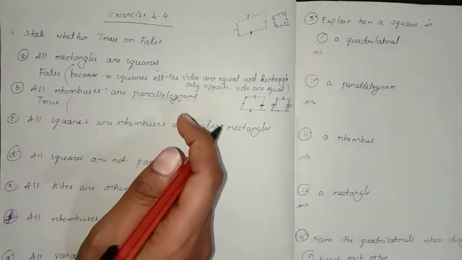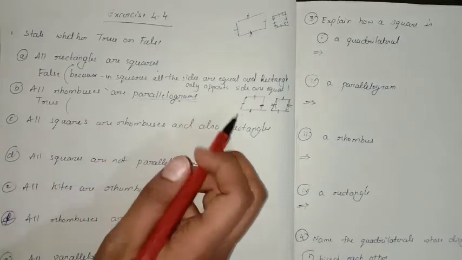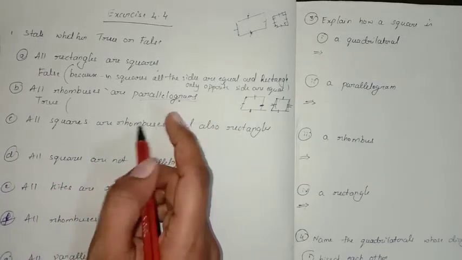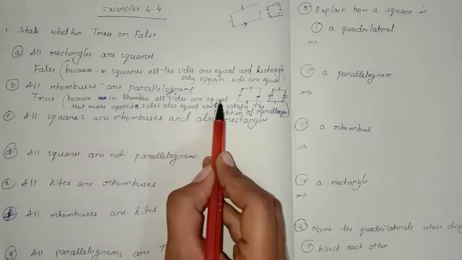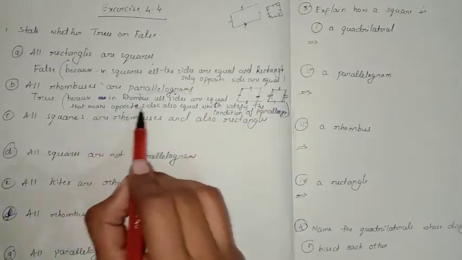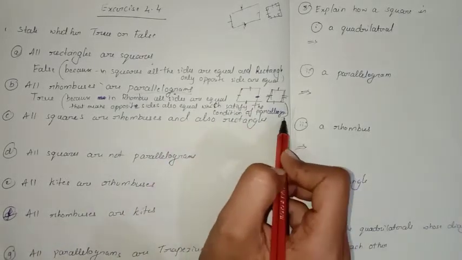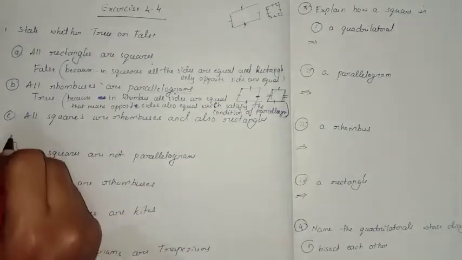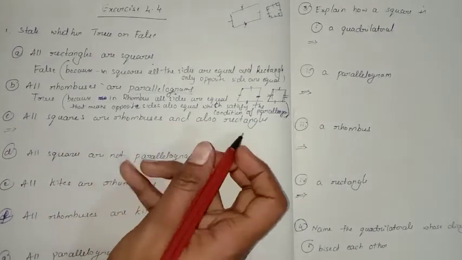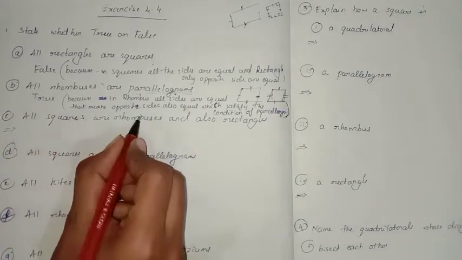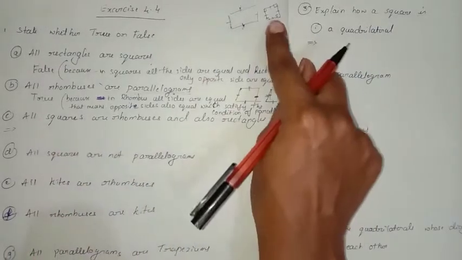We will write the reason: in a parallelogram the opposite sides are equal, and in a rhombus all the sides are equal to each other. I have written: because in a rhombus all the sides are equal, the opposite sides are also equal to each other, which satisfies the condition of the parallelogram. Hence the statement is true. Now the third one: all squares are rhombuses and also rectangles. So all squares are rhombuses. What about a square? In a square all the sides are equal to each other.